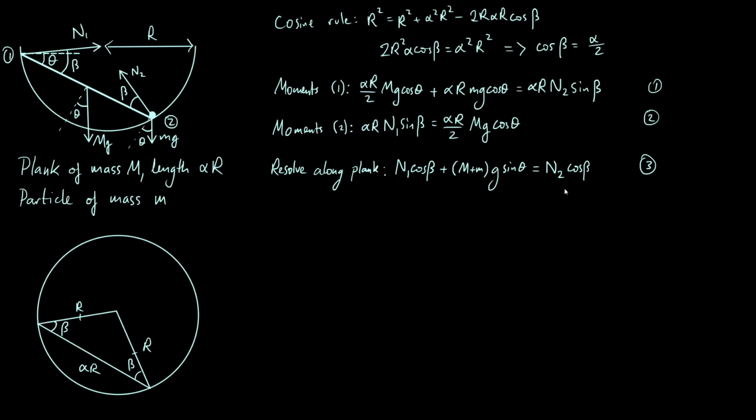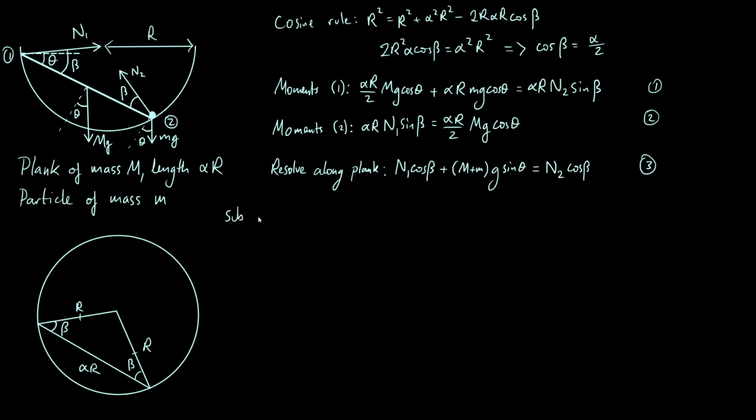So the way I'm going to do that is, notice that equation 1 only involves n2, right? It doesn't involve n1. Similarly, equation 2 doesn't involve n2. It only involves n1, right? So we've got equations 1 and 2 that only involve one of the normal reactions each, and then equation 3 that involves both of them. So what we could do is take equations 1 and 2 and use those to substitute for the two normal reactions in equation 3.